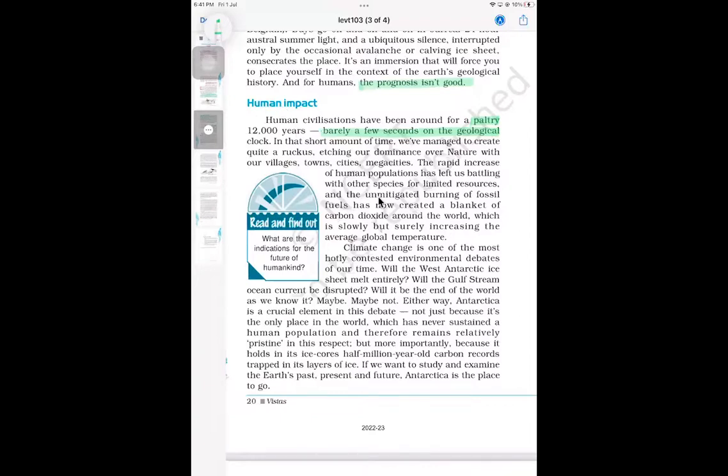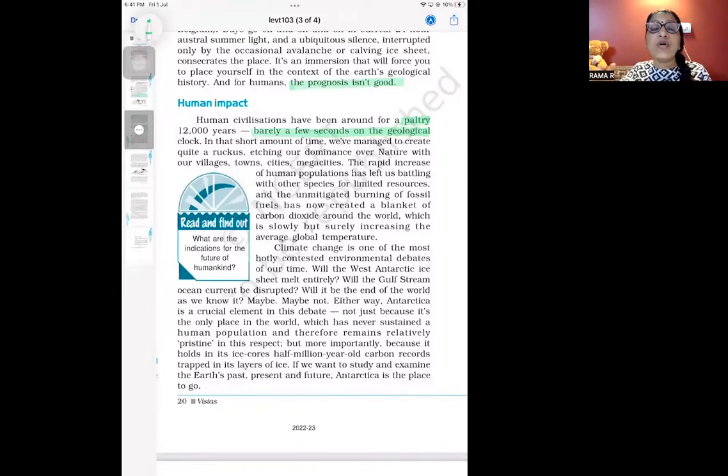The unmitigated burning of fossil fuels has created a blanket of carbon dioxide around the world, which is slowly but surely increasing the average global temperature. Day before yesterday, I was seeing one article. That day, the 29th, it was too hot. There was an article in the newspaper which said that the temperature that day was maybe 42 to 43 degrees, but we were all feeling it as around 51 degrees. And this is very true.